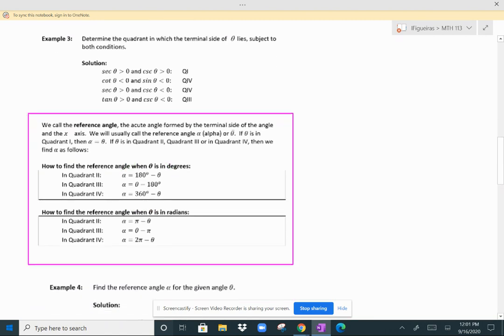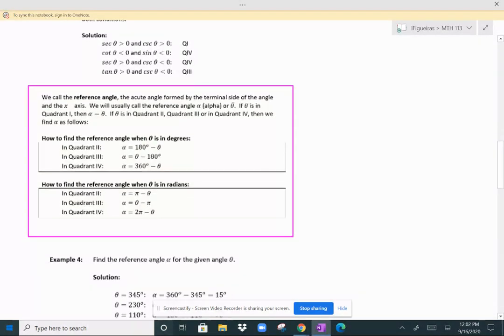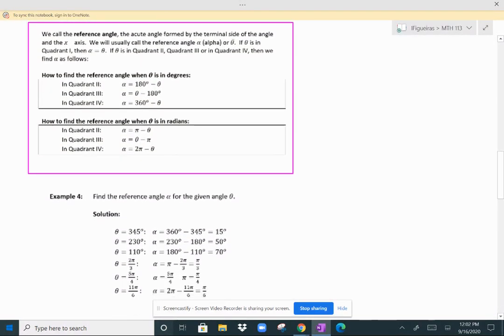It's the same calculations when you're talking about radians, except you're using pi and 2 pi. So if you're in quadrant 2, alpha is pi minus theta. If you're in quadrant 3, alpha is theta minus pi. And if you're in quadrant 4, alpha is 2 pi minus theta. All right, so we want to find the reference angle for the following. So this is definitely not in quadrant 1, which means I need to compute it. And 345 is in quadrant 4, so I need to use this formula. So it's 360 minus 345 degrees, so my reference angle is 15.